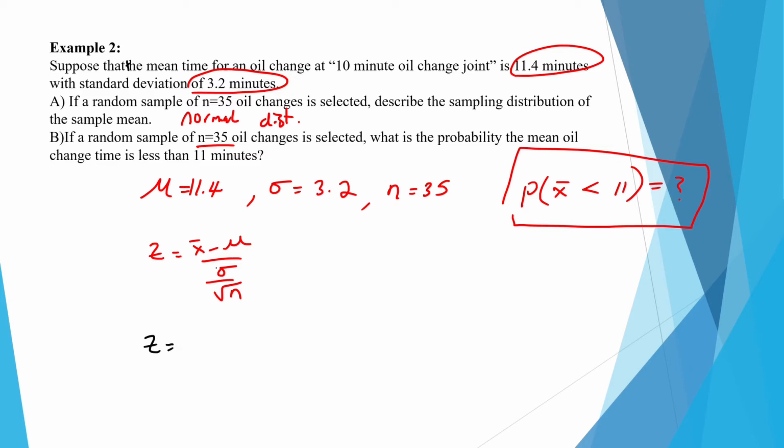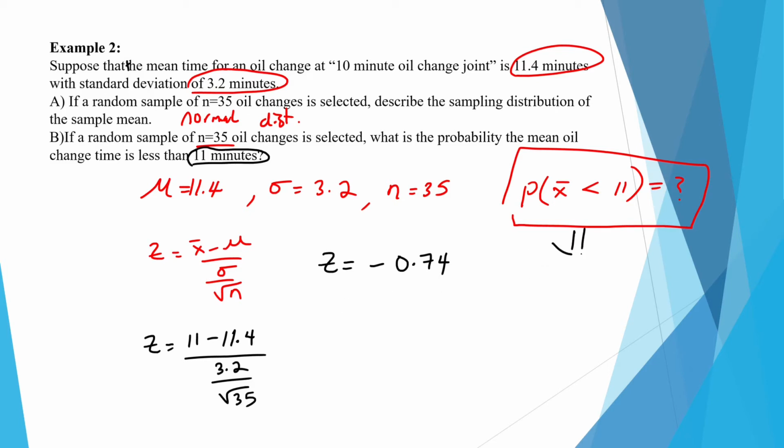Z is equal to x bar. In this case, we want to find a sample mean that's less than 11, so x bar is 11. We will subtract the mean, which is 11.4, divide that by the standard deviation, which is 3.2, and divide that by the square root of 35. We'll type this in our calculator, and we get a value of z equals negative 0.74. And so this means we're actually looking for the probability that z is less than negative 0.74.